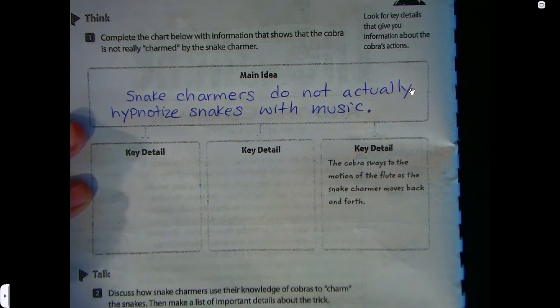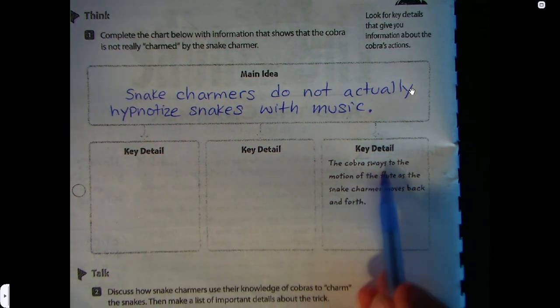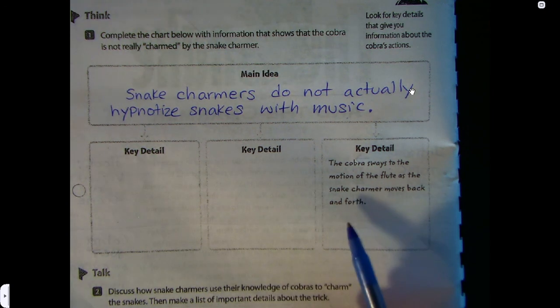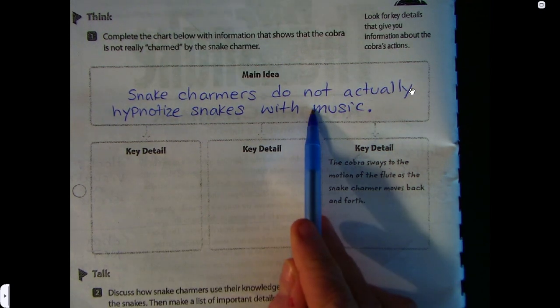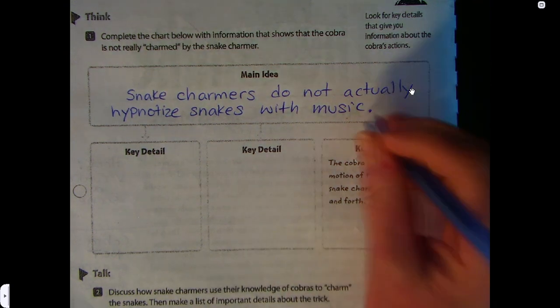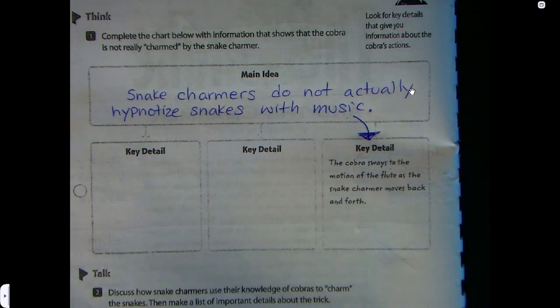Now let's support that. It actually gave us one already. It says the cobra sways to the motion of the flute as the snake charmer moves it back and forth. So this detail is explaining, why do you see what you see? If this is true, why does it look like the snake is hypnotized? Well, one of the reasons is that the snake is moving back and forth, and that kind of fakes us out a little bit, right?